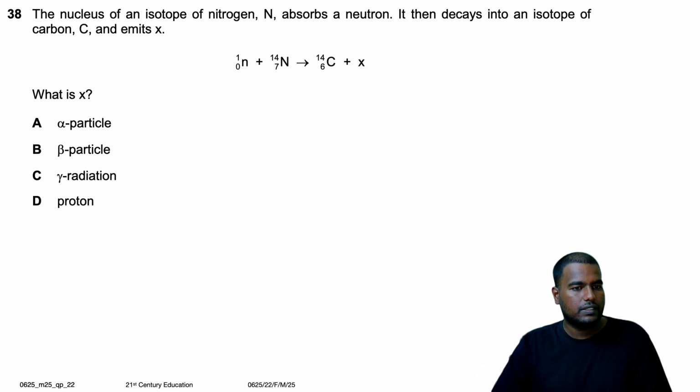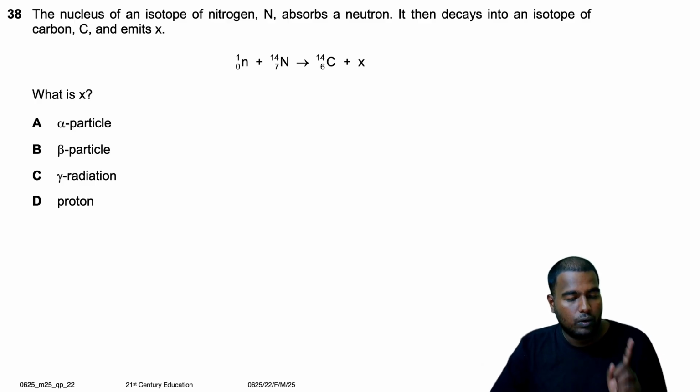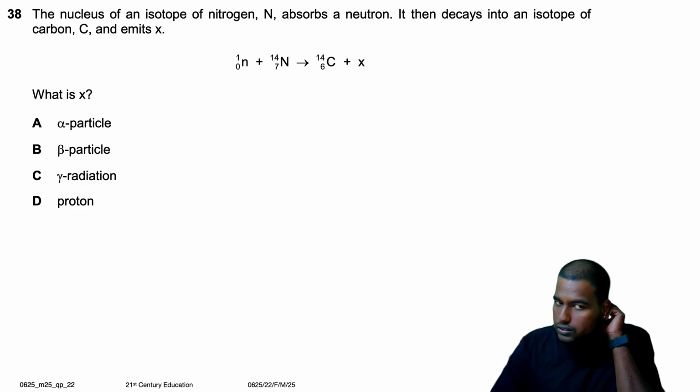The nucleus of an isotope of nitrogen N absorbs a neutron, then it decays into an isotope of carbon C and emits X. What is X? Now let's complete this equation. In the numerator we have 1 and 14 on this side, so X should be 0. No, no. It should be 1 because on this side 1 plus 14 is 15, 1 in the neutron plus 14 in N. So it should be 15.